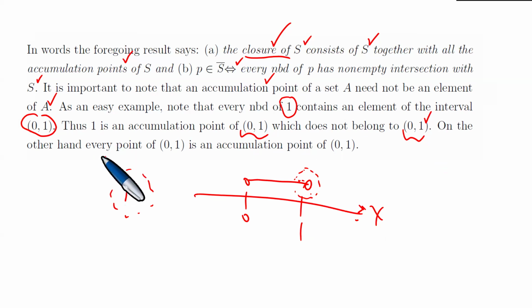On the other hand, every point of (0, 1), between 0 and 1, is an accumulation point of (0, 1). We have already seen an example of 1 being an accumulation point of (0, 1), yet it does not even belong to (0, 1). So the accumulation point did not belong to the set. This is what we are saying here.